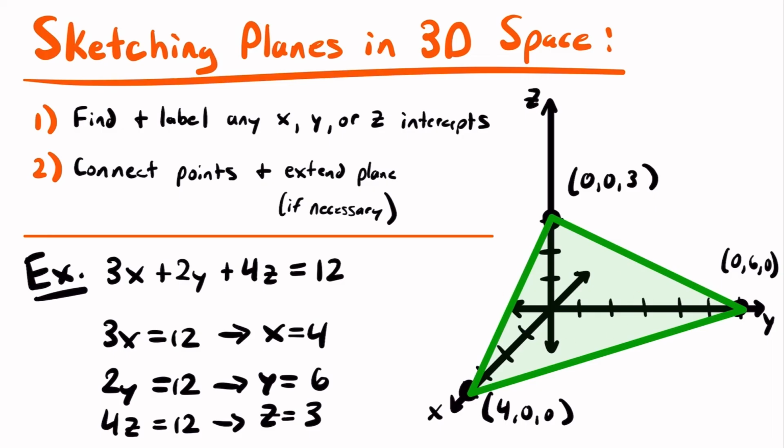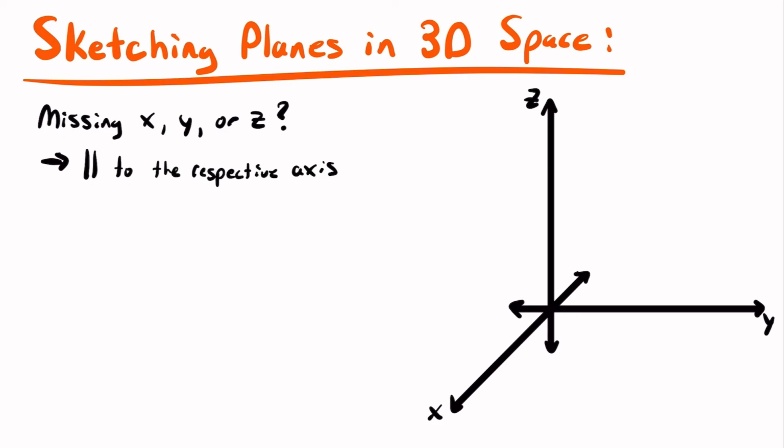Okay, and so that's how you sketch a plane when you have all three of the variables x, y, and z in the equation. But what if one of them is missing? Well, if you're only missing one of them, if you're missing x, y, or z, the plane that you want to sketch is going to be parallel to the respective axis. If the x variable is missing, that plane will be parallel to the x-axis. If y is missing, that plane will be parallel to the y-axis. And if z is missing, that plane will be parallel to the z-axis.